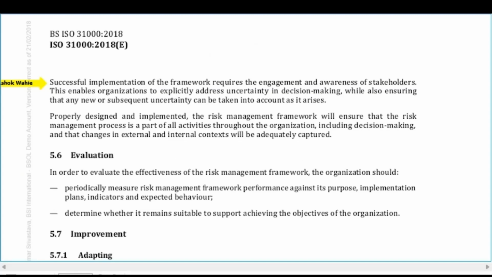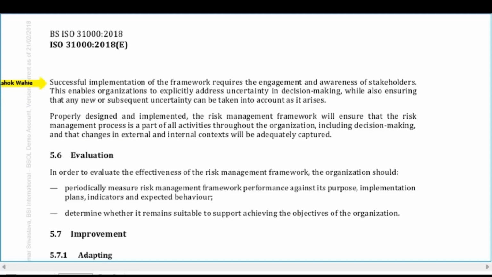You cannot effectively implement the risk management framework without the engagement, involvement and awareness of various stakeholders. It could be internal stakeholders, it could be external stakeholders. So, when you involve your various stakeholders during the implementation phase of the framework, this will ensure that you explicitly address the uncertainty in decision making, and that you take that consideration of uncertainty.